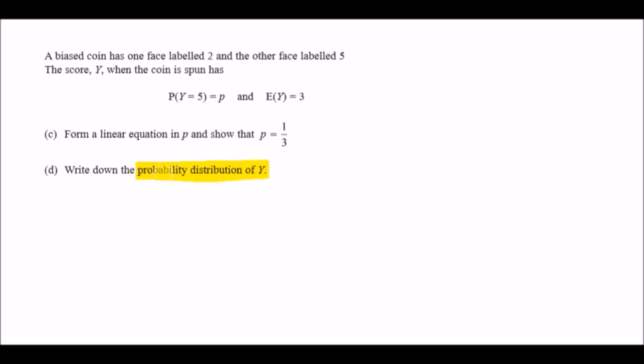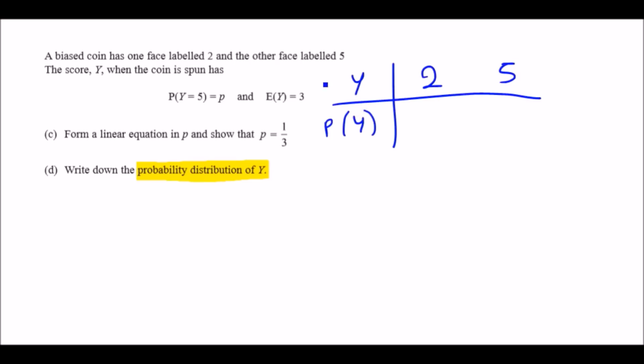First things first, always do the probability distribution first for any question. This is like a must. So I'm going to start with D first. One thing we know is that this biased coin has one face labeled 2 and another labeled 5. This means the only possibilities for this probability distribution are 2 and 5. The probability of getting 5 is P, which means the probability of getting 2 is 1 minus P. This is because the sum of all probabilities must be 1.